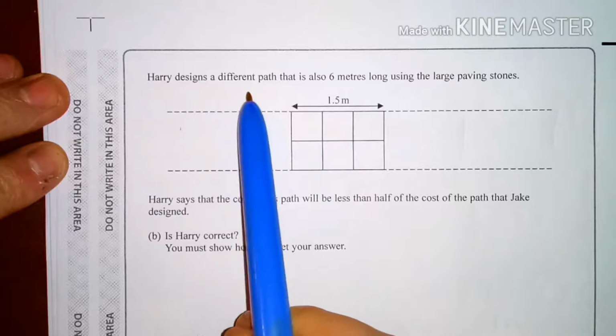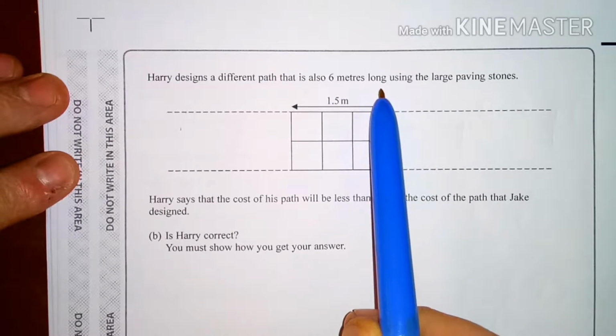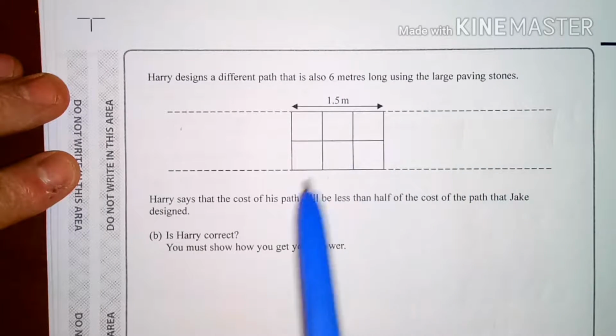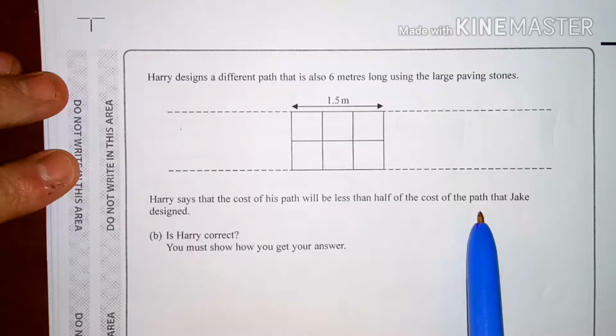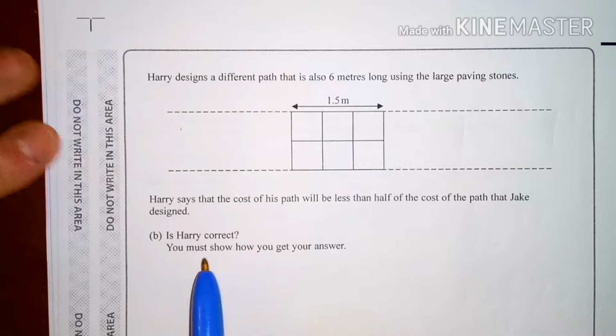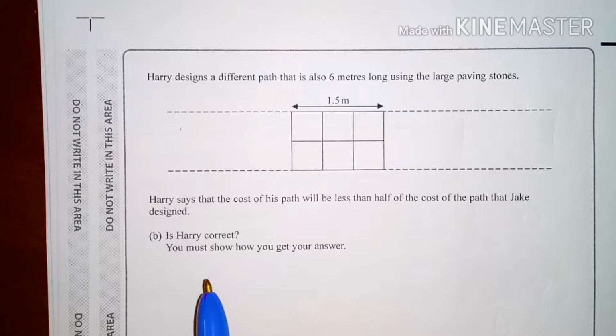Second part, Harry designs a different path that is also 6 metres long and using the large paving stones. Harry says the cost of this path will be less than half of the cost of the path that Jake designed. Is Harry correct? Okay, so let's work out how much this path is.